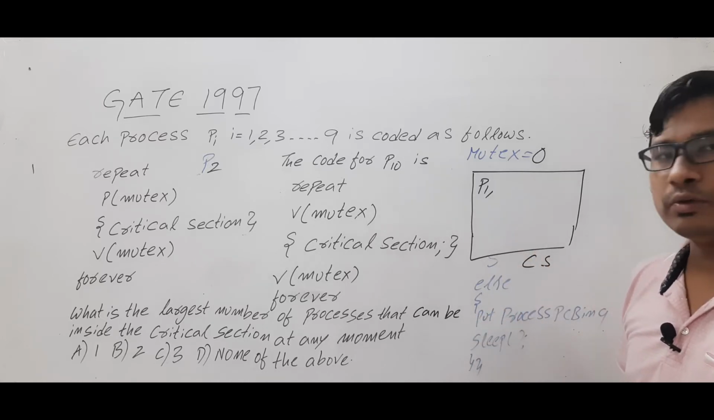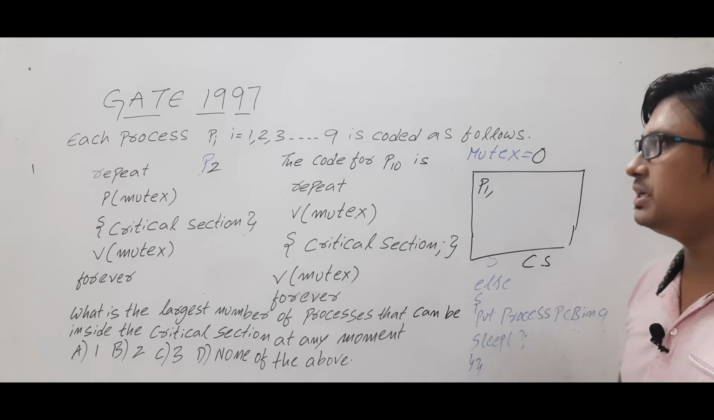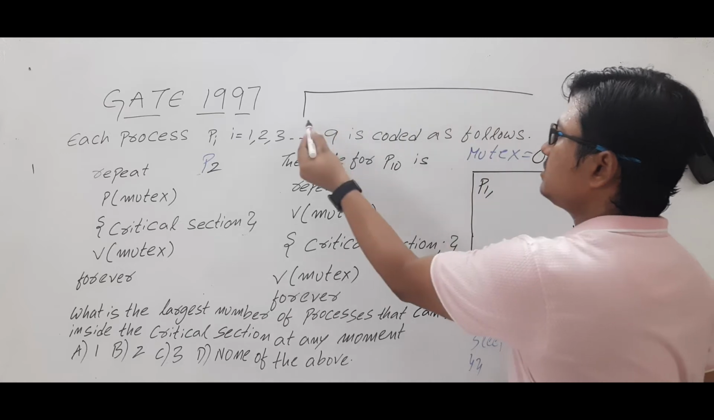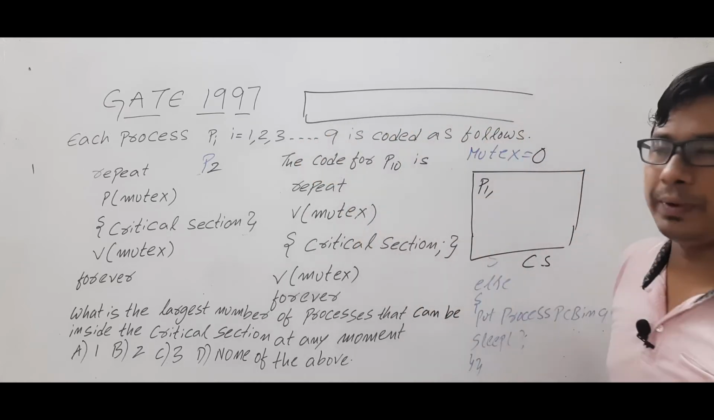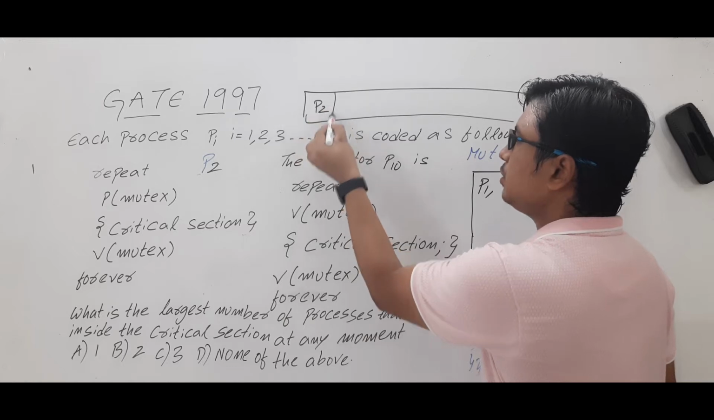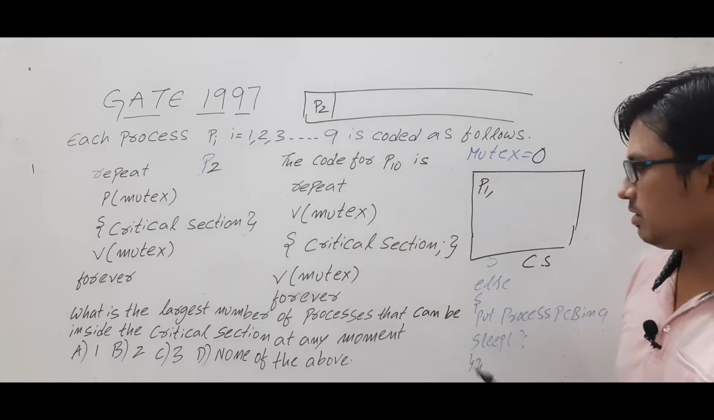In the else part, what is there? Put the process PCB in the queue. So as the critical section is being occupied by process P1, process P2 will go to the sleep state or wait state.